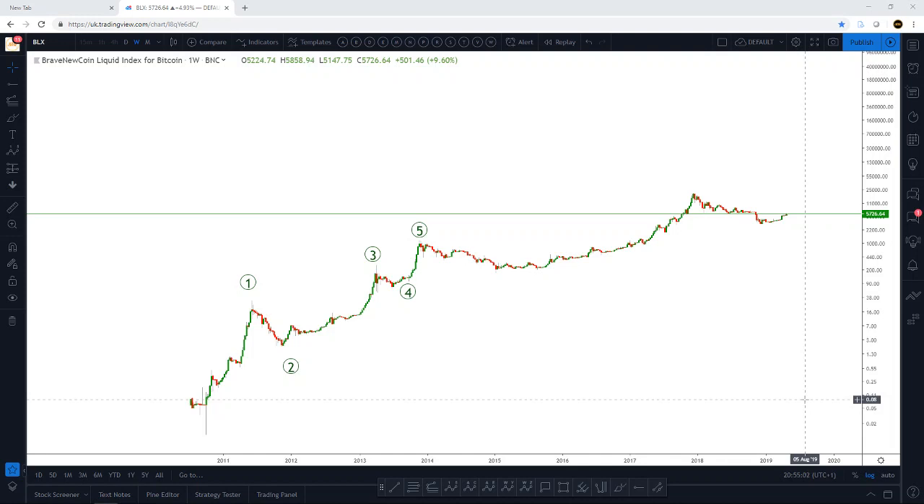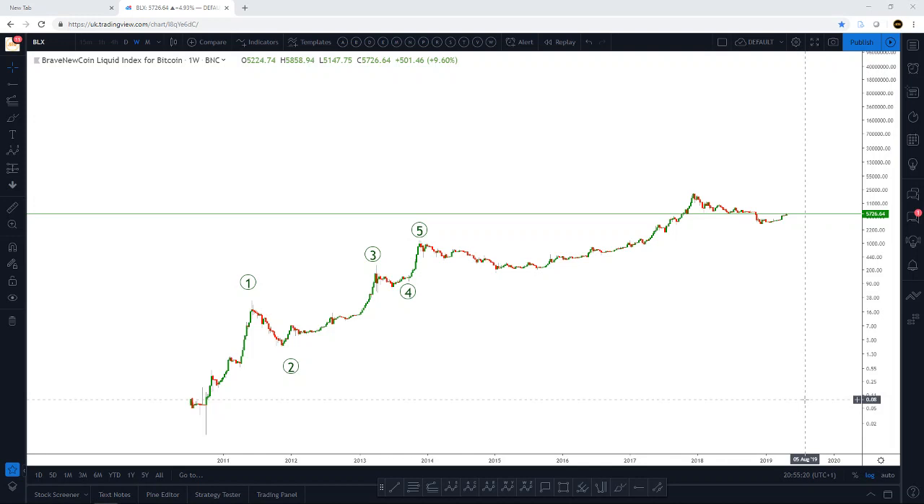As you've seen already on many instances from the genesis of Bitcoin in 2011, we've seen these parabolic moves, and I'm going to show you why I'm projecting that $370,000 mark based on these parabolic moves. So that's what we'll be discussing in today's video.